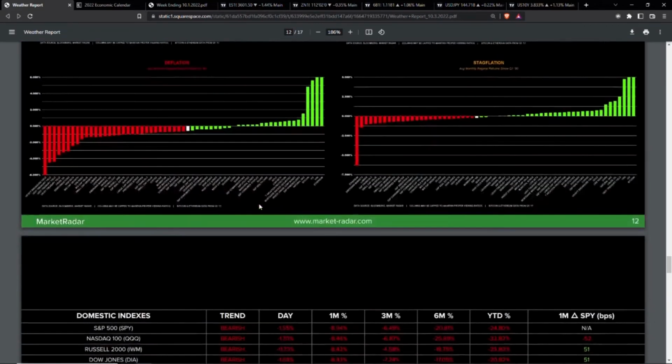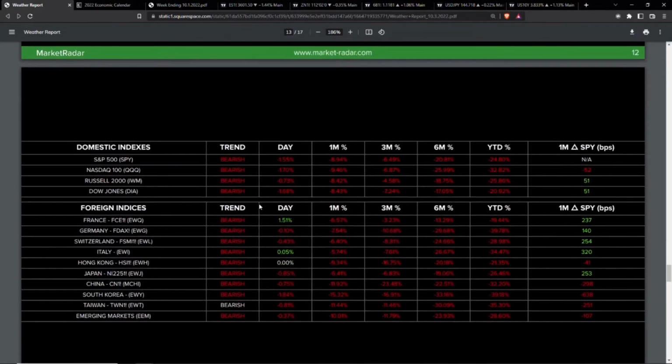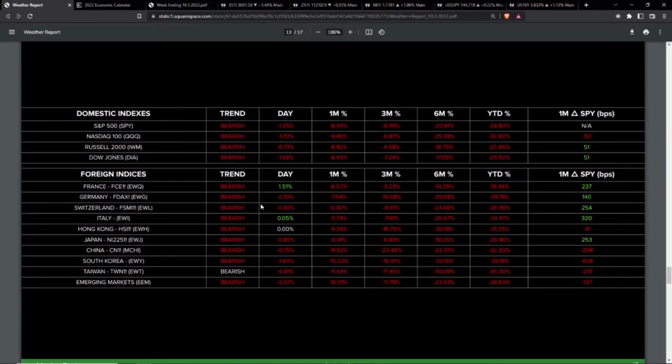Right. And then the final 2 or 3 slides are trends and performances. So these are just tables that go through, and you can basically see what current trend is indicated by DDAP, and what the performances have been the last few days, the last day, last month.